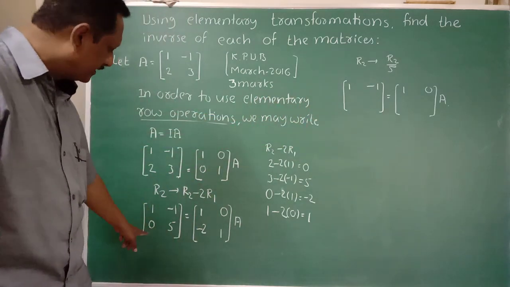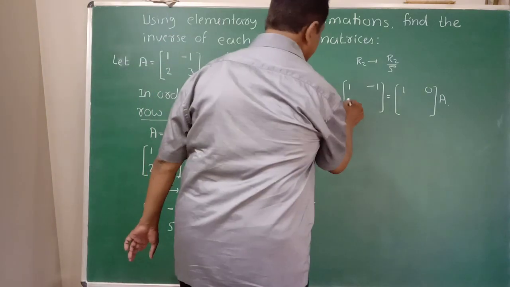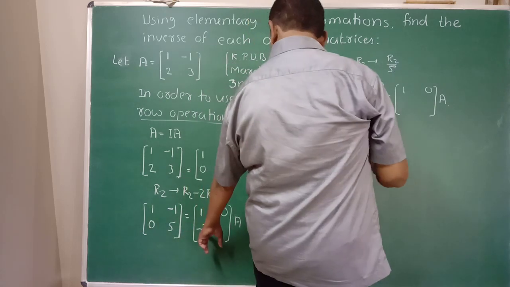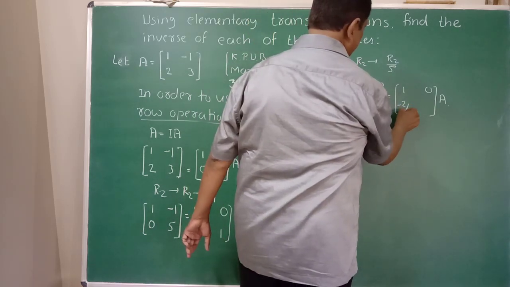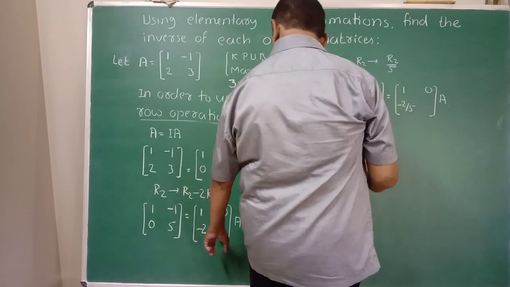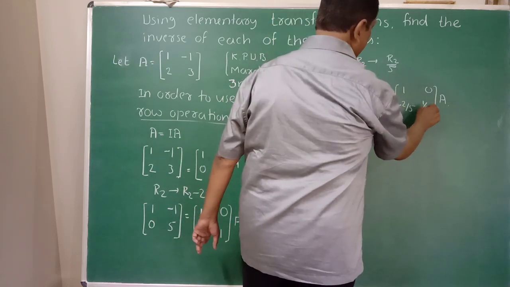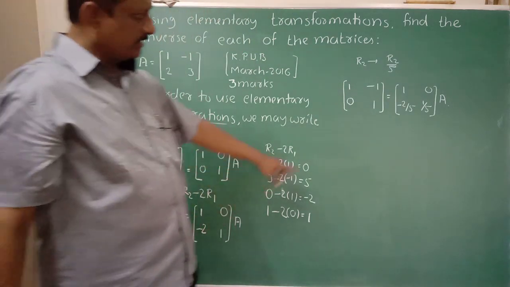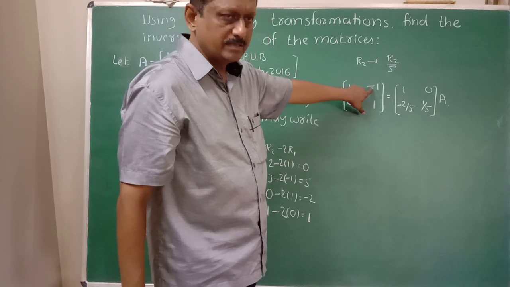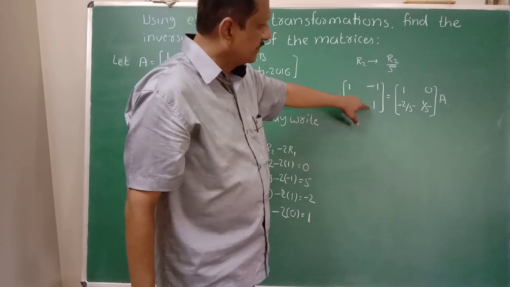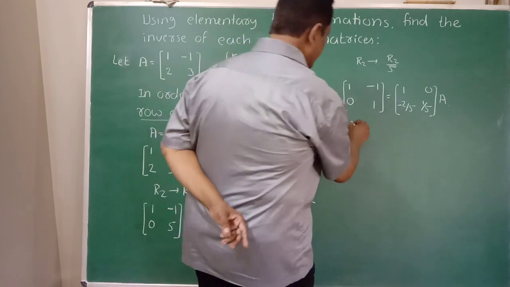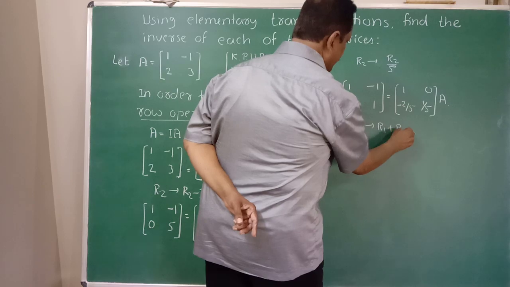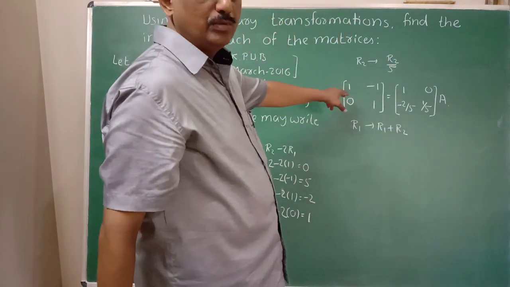Dividing the second row by 5, 0 divided by 5 becomes 0. Then 5 divided by 5 becomes 1. Minus 2 divided by 5, and 1 divided by 5 becomes 1 upon 5. Next we want a 0 at this place. So just add here. 1 minus 1 becomes 0. Hence R1 gives R1 plus R2, just adding these two rows.